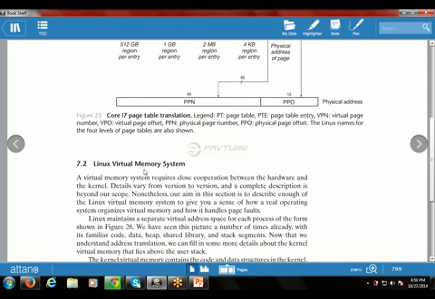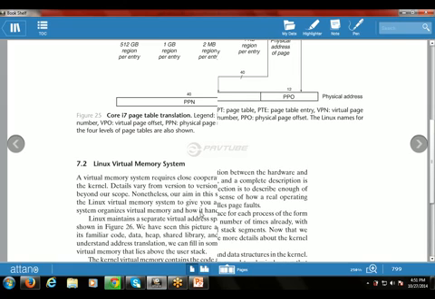Then next is your Linux virtual memory system. A virtual memory system requires close cooperation between the hardware and the kernel. Details vary from version to version, and a complete description is beyond our scope. Nonetheless, our aim in this section is to describe enough of the Linux virtual memory system to give you a sense of how a real operating system organizes the virtual memory and how it handles the page fault. So the main concern is how Linux virtual memory is used, and how the operating system organizes the virtual memory and handles the page fault.